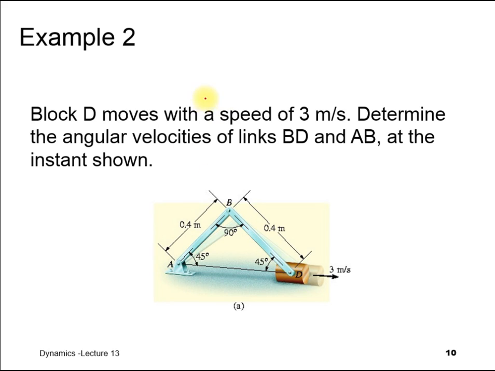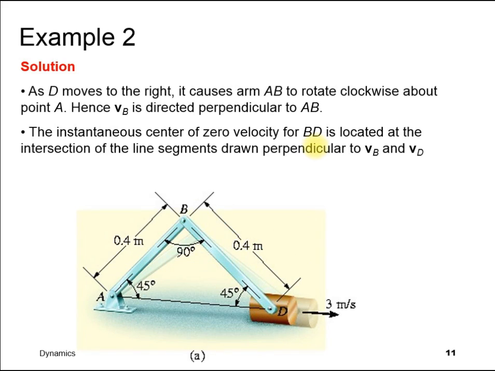Given the question over here, block D is moved to the right-hand side with a speed of 3 meters per second. So you need to determine the velocity of link BD and link AB. So for these two links, you need to identify the angular velocity. As D moves to the right, it will cause AB to rotate clockwise. Correct. This is omega about point A, because this is a fixed axis.